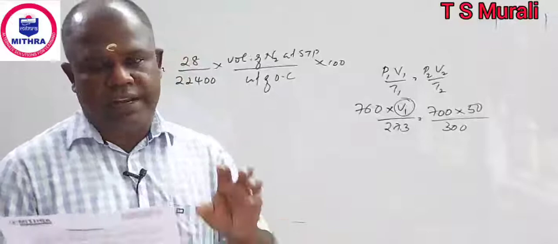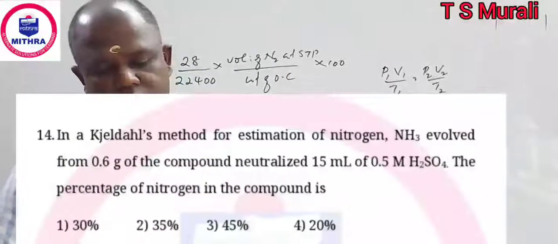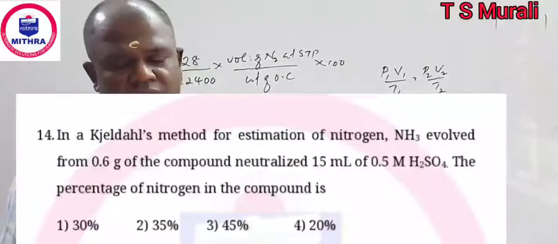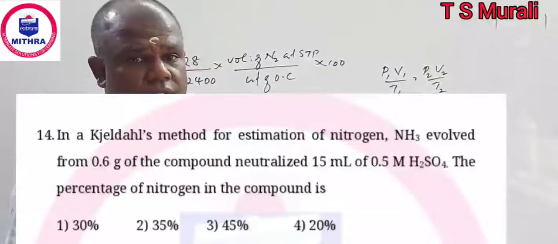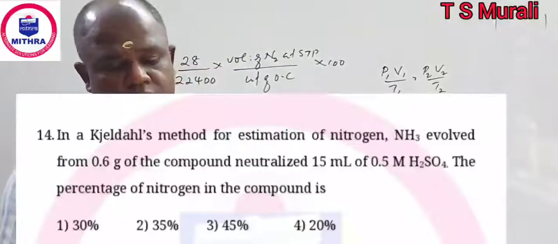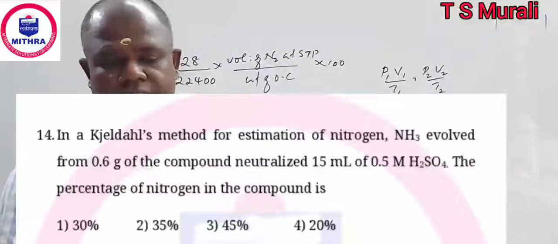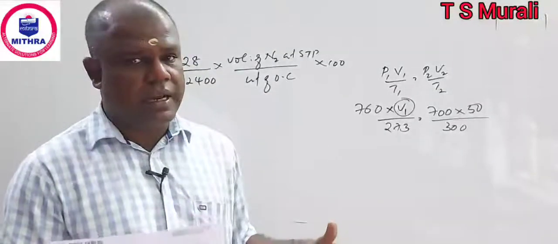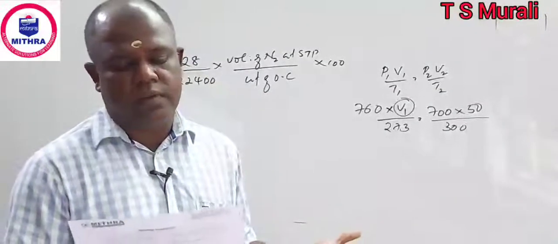Question number 14 I am giving as a homework because it is dealing with Kjeldahl's method. We have done one question in this particular session. So find the answer for question number 14. I am not giving the data. Formula I explained already. Agree?